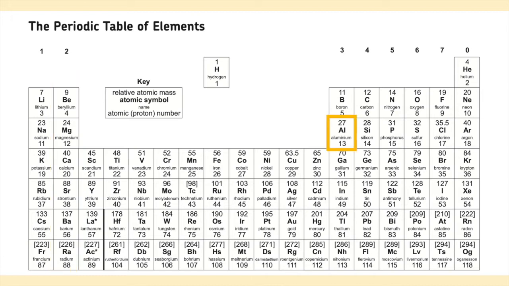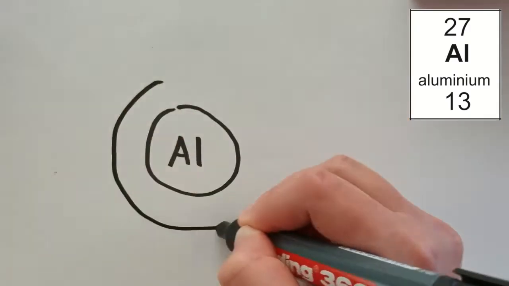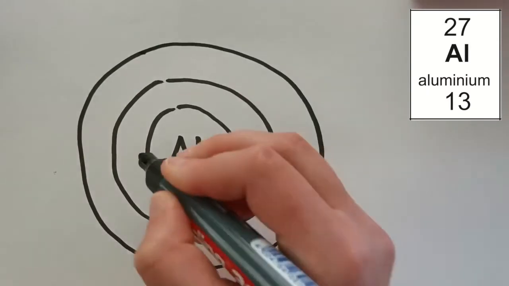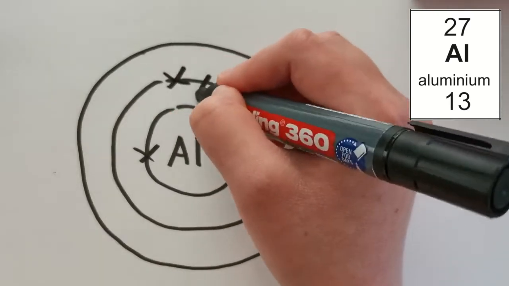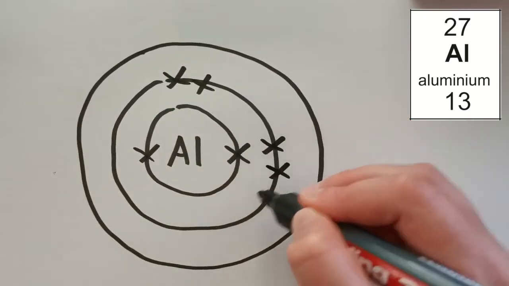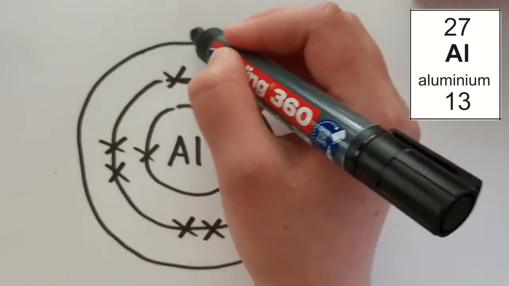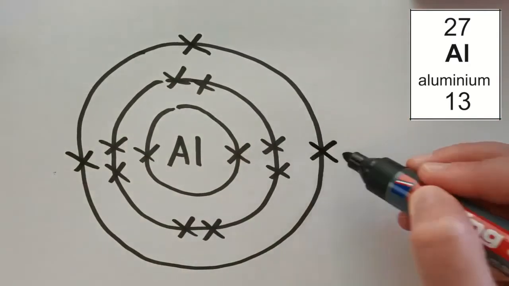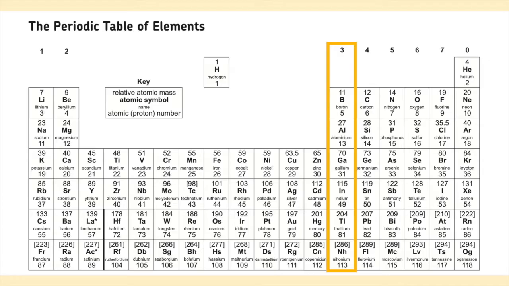Let's move on to aluminium. So aluminium has 13 electrons. When we put these into the electron shells, we again put 2 in the first electron shell. Once this shell is full, we move on to the next electron shell and we put 8 into the second one. And now the second electron shell is also full, so we put the last 3 electrons in the outer electron shell. Again, you might notice that aluminium is in group 3 of the periodic table and has 3 outer shell electrons. Next up, moving on to group 4.